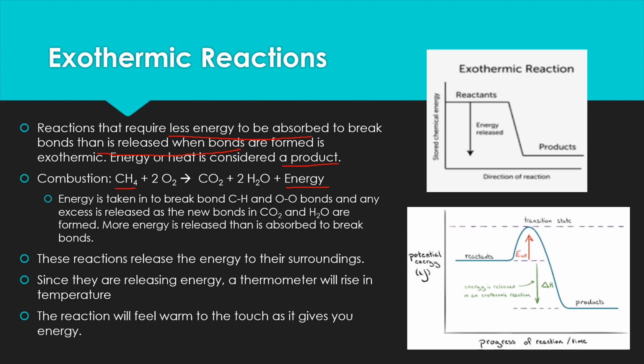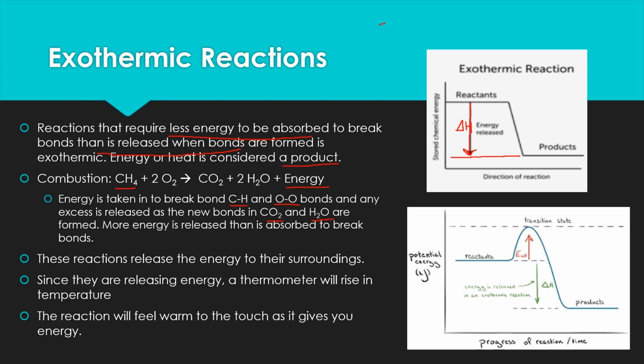We got extra energy to produce here. So energy is taken in to break the carbon-hydrogen and oxygen-oxygen bonds, and any excess is released as the new bonds in carbon dioxide and water are formed. More energy is released than is absorbed to break the bonds. So again, we're seeing that the energy is released to the surroundings. Our reactants have more energy than our products, so we're seeing that drop in energy. So that is our delta H of our reaction.